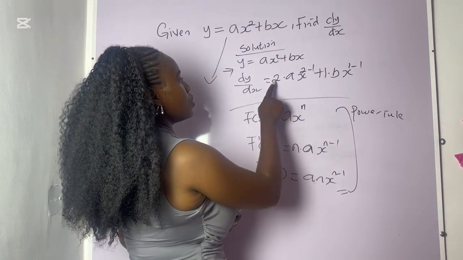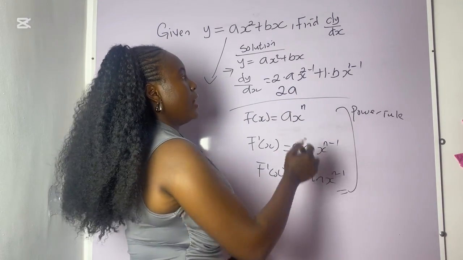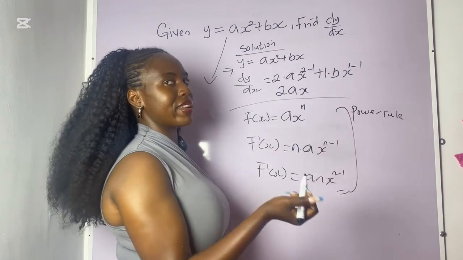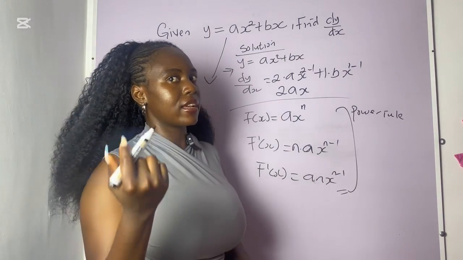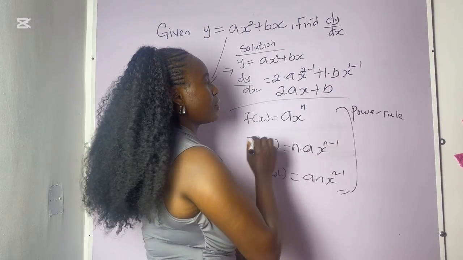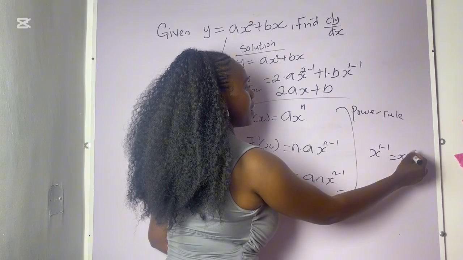Now we're going to have 2 times a, which is 2a. Now 2 minus 1, x to the power of 1. There's no point writing x to the power of 1. You know it's already x. Then plus 1 times b, which is b. Then x to the power of 1 minus 1 is equal to x to the power of 0.